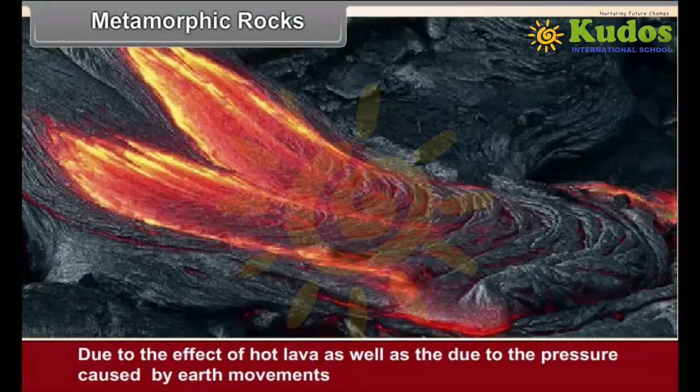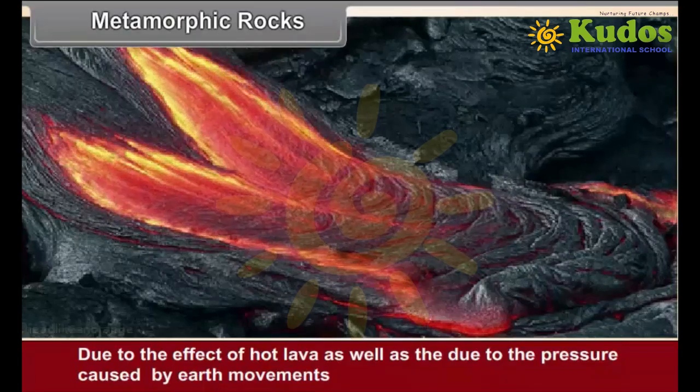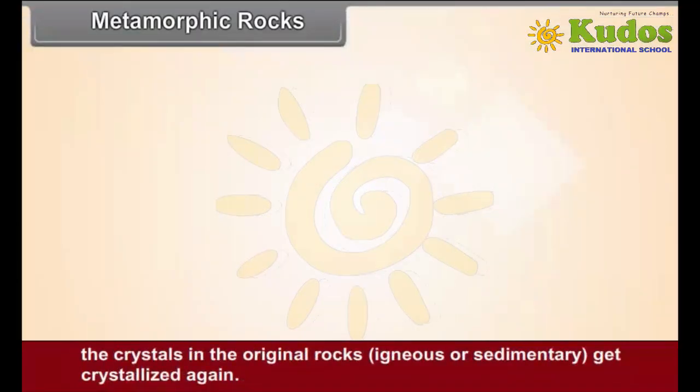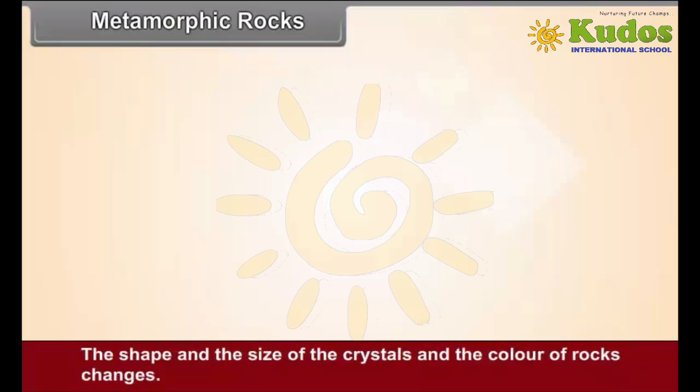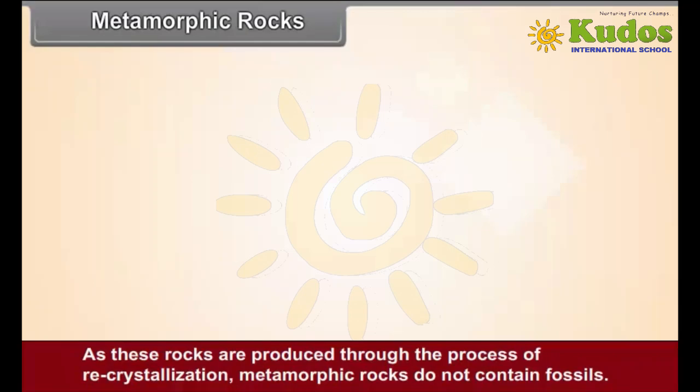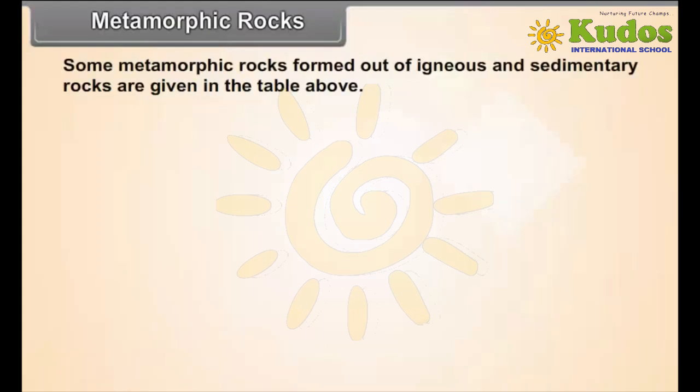Metamorphic rocks. Due to the effect of hot lava as well as due to the pressure caused by earth movements, the crystals in the original rocks, igneous or sedimentary, get crystallized again. This process leads to the formation of metamorphic rocks, which have an altogether different composition and characteristics. The shape and size of the crystals and the color of rock changes. As these rocks are produced through the process of recrystallization, metamorphic rocks do not contain fossils. Some metamorphic rocks formed out of igneous and sedimentary rocks are given in the table above.